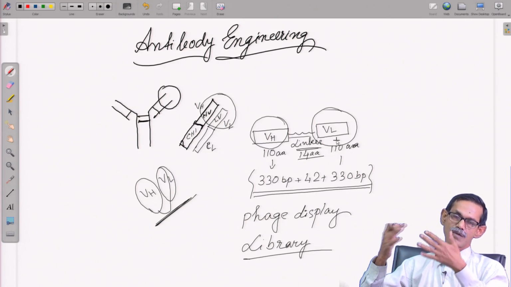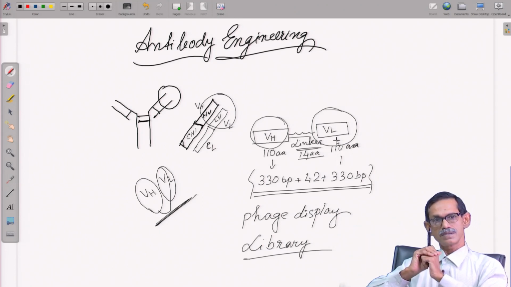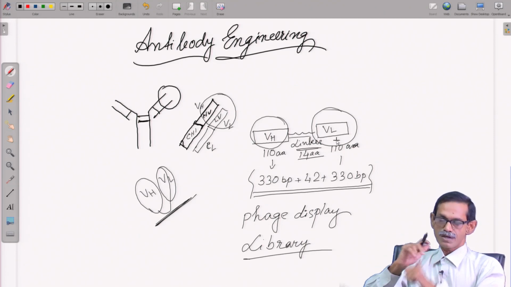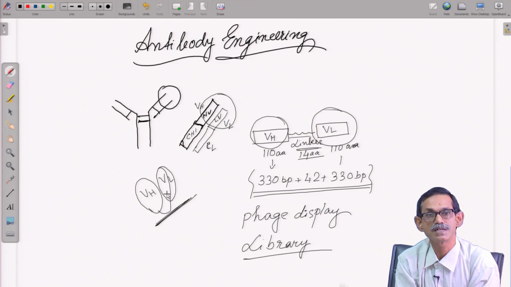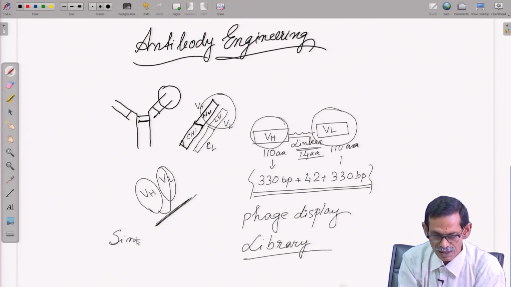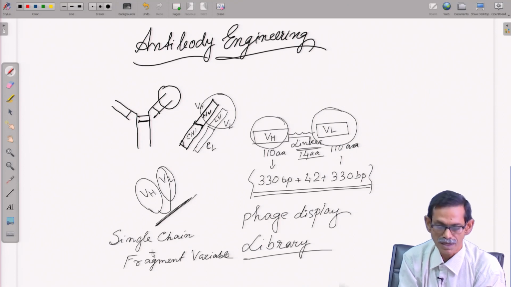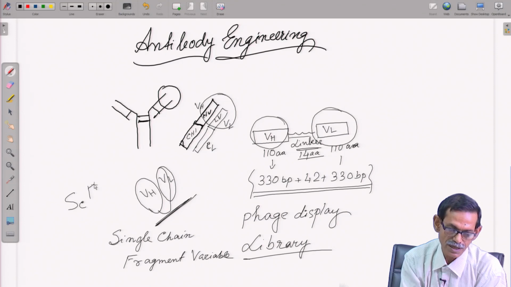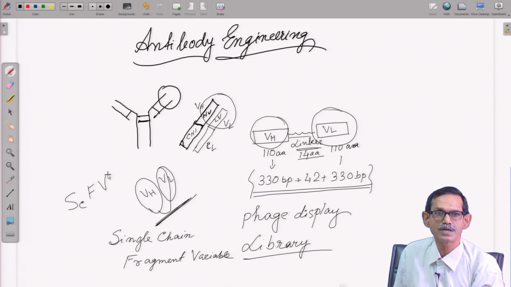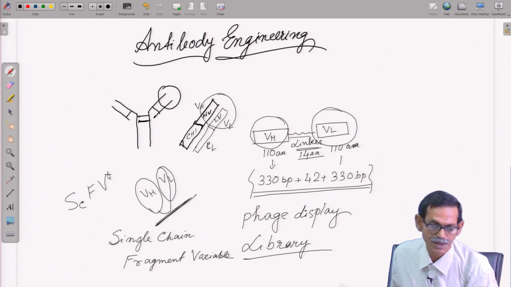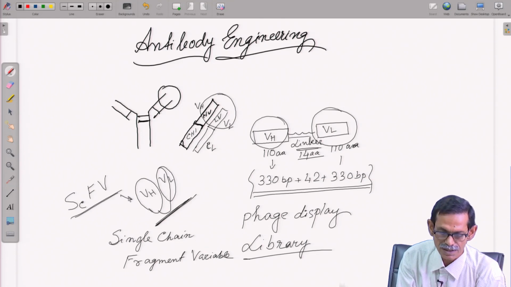The way we express recombinant protein in all other cases, we can also express the antibody protein in the laboratory by recombinant methods, and this has a special name. This is called single chain fragment variable, in short scFv. So, the scFv is this molecule.